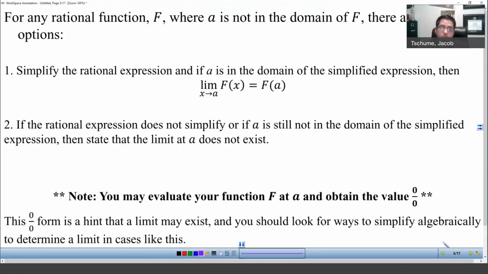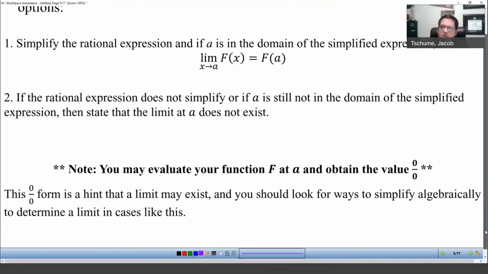Now, there is an issue that sometimes comes up, so I did want to show you this. Once again, if you need to pause the video to write this down, you can. When you're working with a function where a is not in the domain of f, there are two options. Number one, you can simplify the rational expression, and if a is in the domain of the simplified expression, then you can redo the part we just talked about. If the rational expression does not simplify, or if a is still not in the domain of the simplified expression, then you can state that your limit at a does not exist.